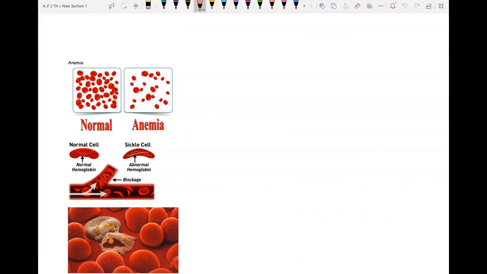Now we'll look at a problem you can have with blood known as anemia. Anemia is when you lack red blood cells or there is some problem with your red blood cells. Red blood cells are critical for carrying oxygen. And if you have anemia, you're going to have trouble carrying enough oxygen in your blood.